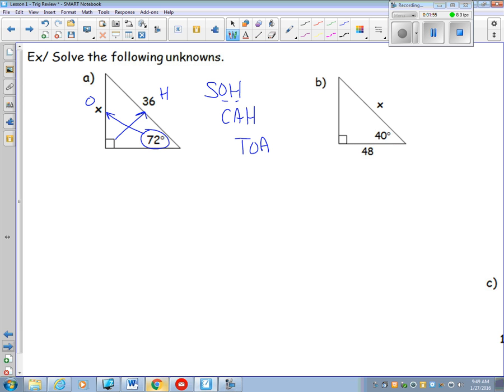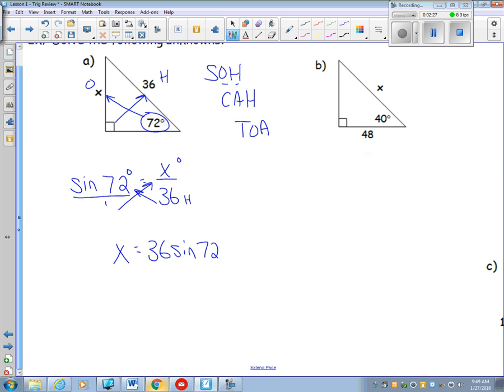If we label all 3, it gets a little confusing in terms of what ratio. Looking at this, we have an O and an H, which tells me I should be using the sine ratio. The way it works is the sine of your angle, in this case 72, equals O over H, or in our case, X over 36. That's your O, that's your H. To solve for X, we're going to cross multiply. So we think of there being an imaginary number 1 down here in the bottom. 1 times X, this way will give us X. And 36 times sine 72, we're going to write that out. 36 times the sine of 72. Because X is by itself, we've basically solved this.